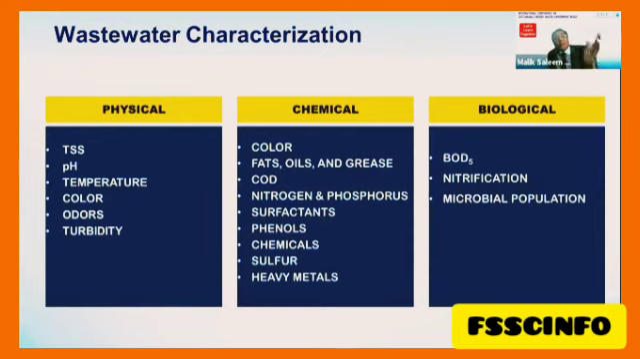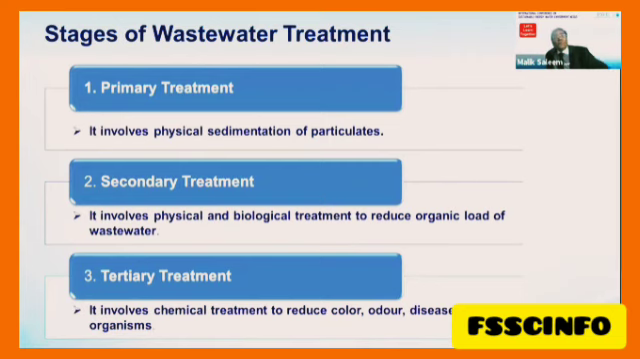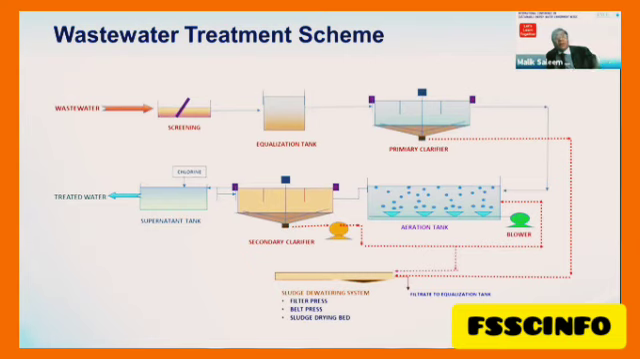The physical parameters we have to remove by physical treatment. Chemical parameters we have to remove by chemical treatment or by precipitation, and the biological ones are done only by anaerobic or aerobic processes. In wastewater treatment we have primary, secondary, and tertiary treatments. And you can see the general idea of the conventional activated sludge process: screening, equalization, clarifier, and then we have the aeration tank, secondary clarifier, and supernatant.